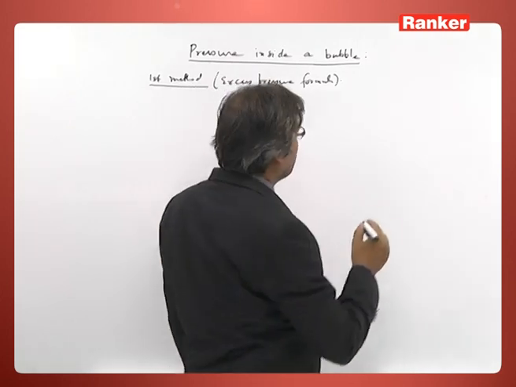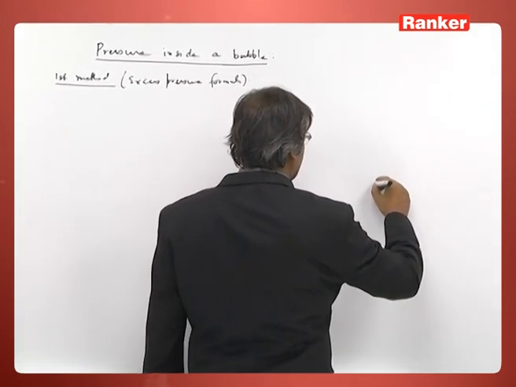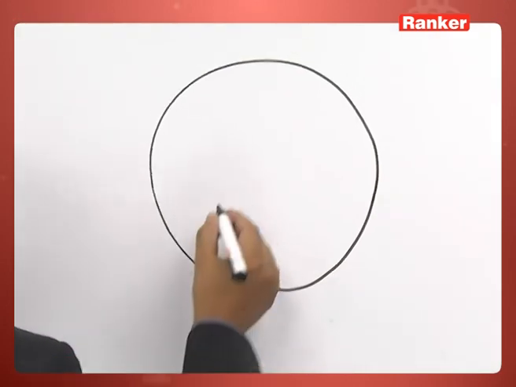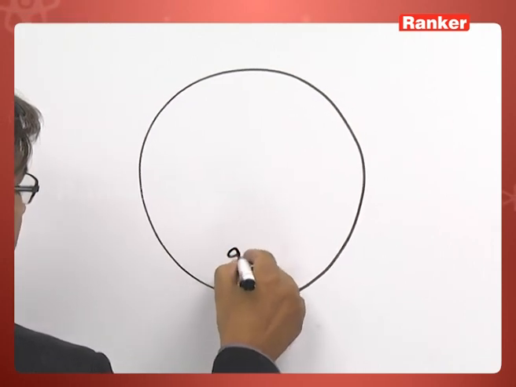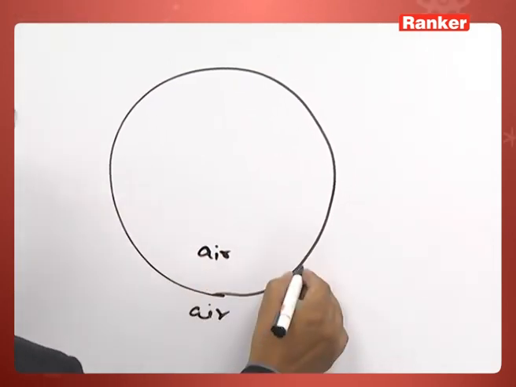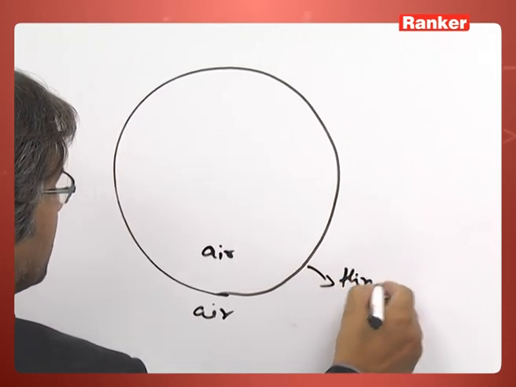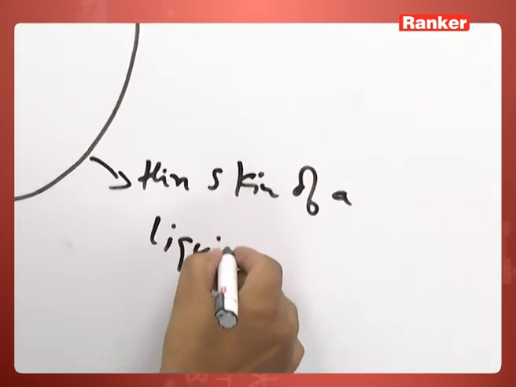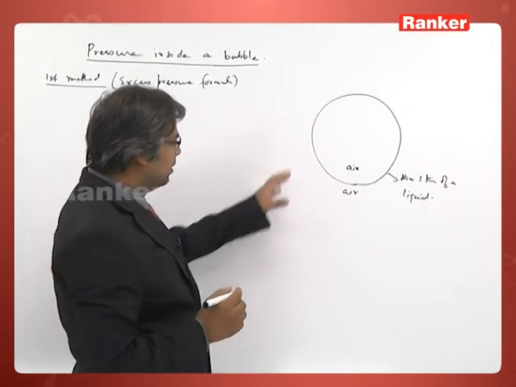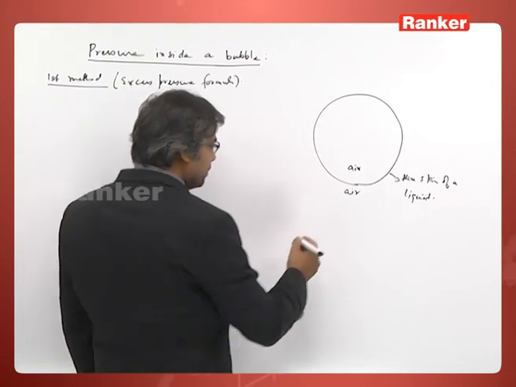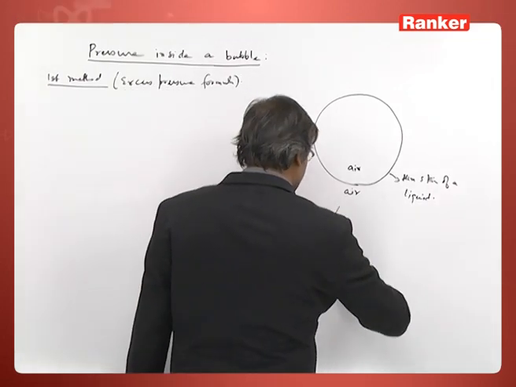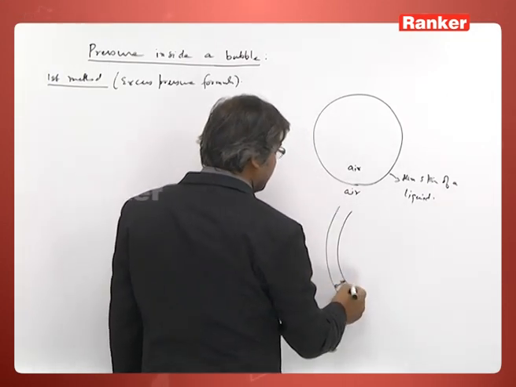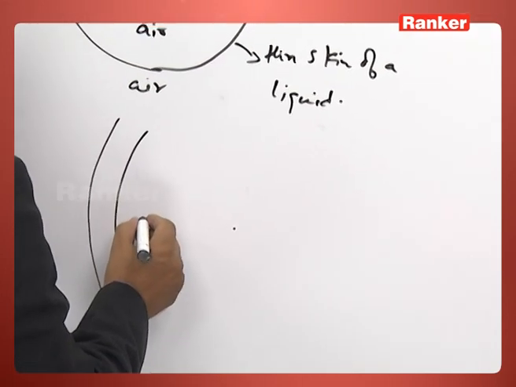Now, a liquid bubble is something in which we have air inside and outside air, and we have a thin skin of a liquid. We will magnify this portion so that you can see, this is a thin film. Actually, this thickness T is very small. So, we have some points.